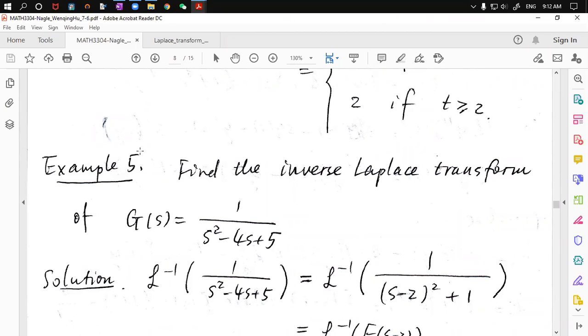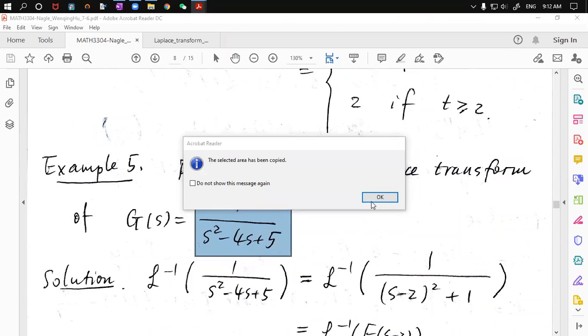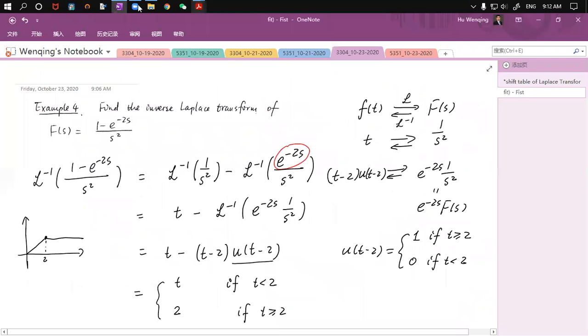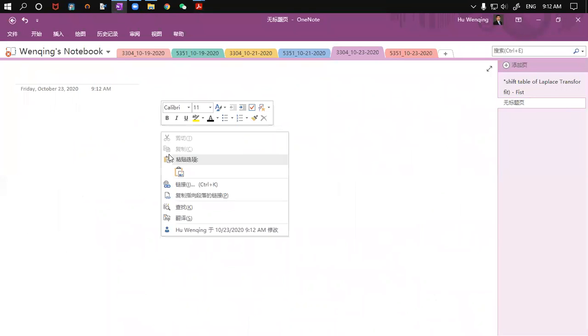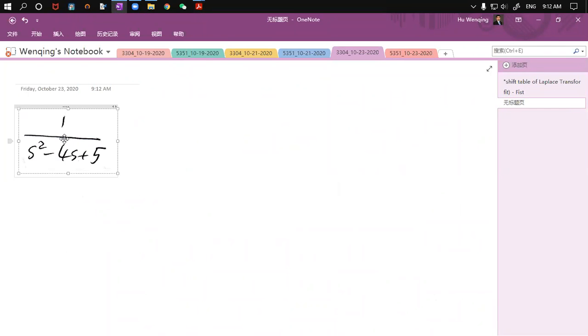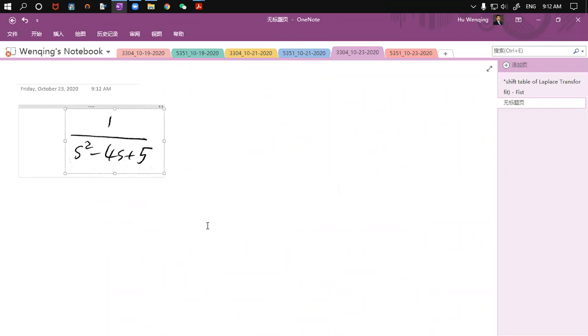Can you find the inverse Laplace transform of this function? Let me just copy the function. So I want to find the inverse Laplace transform of this function. Is that good for everybody? So what is the inverse Laplace transform of this object?